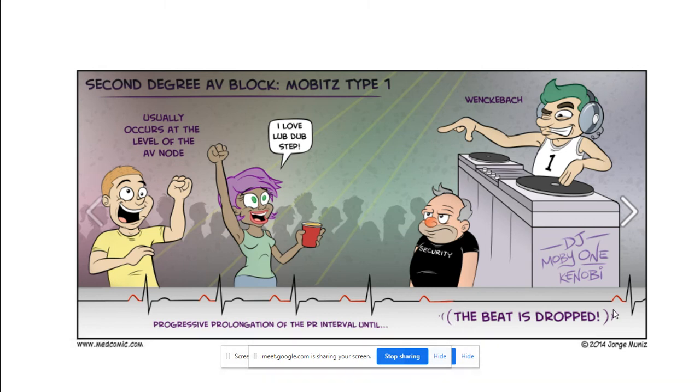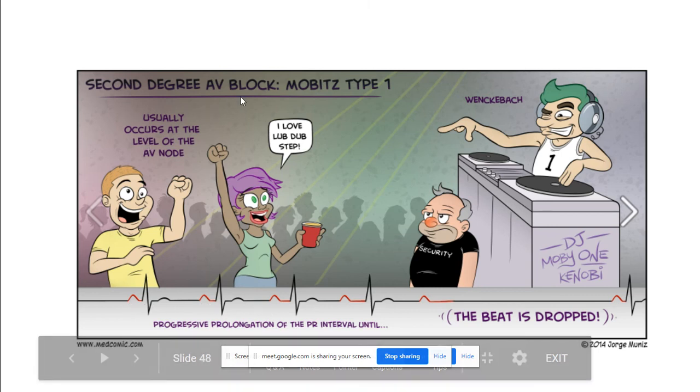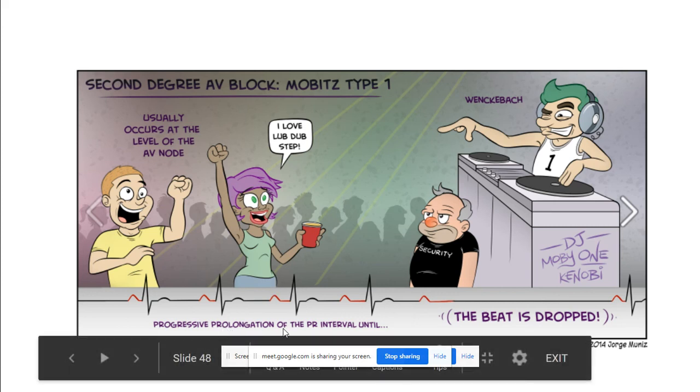So when it gradually lengthens in time, you have a second degree Mobitz type 1. They also call it a Wenckebach because it progressively prolonged. So when it starts to progressively get longer, you're like, oh boy, when is it going to drop a beat? And then you see that dropped beat, and then hopefully it picks back up. If not, you end up doing CPR.